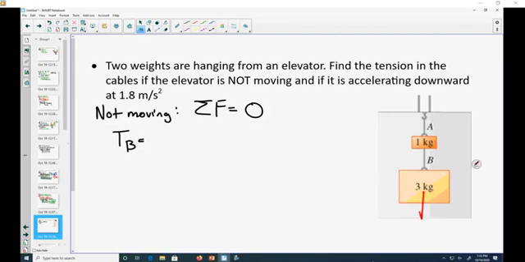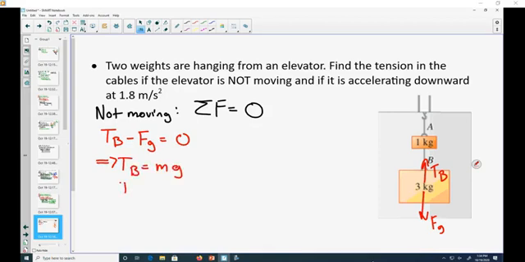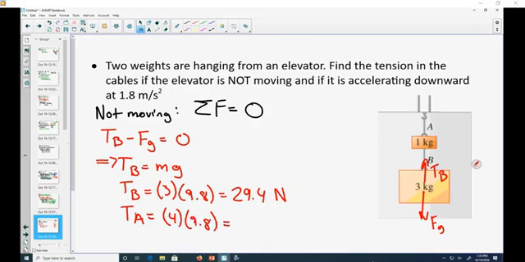And just like before, the tension in B is going to be equal to the weight. We can write the sum of the forces as TB minus the weight. When we set them equal to 0, you see that TB is just equal to the weight. So the tension in B when it's not moving is 29.4 newtons. Similarly, we could determine the tension in A because it's just the sum of the weights. You find the tension in A is 39.2 newtons.